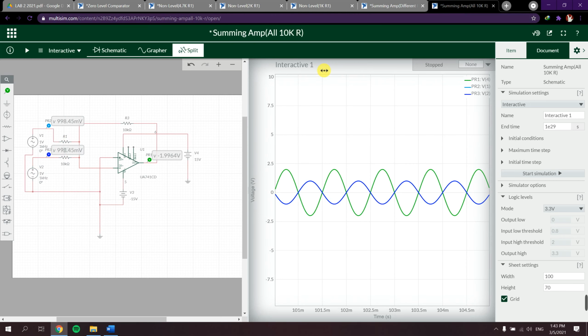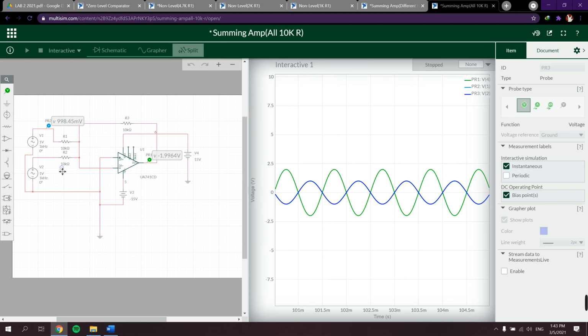One is unity gain, where all the resistors are the same as the feedback resistor, RF, which in this case is 10 kilo. So as you can see, all of this is 10 kilo ohms. So this is unity gain.